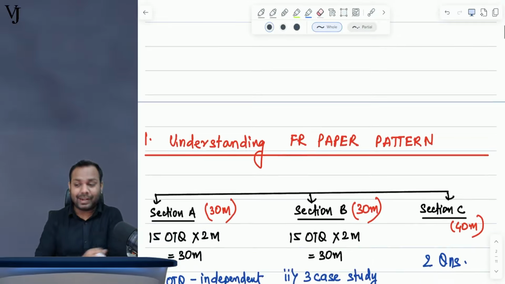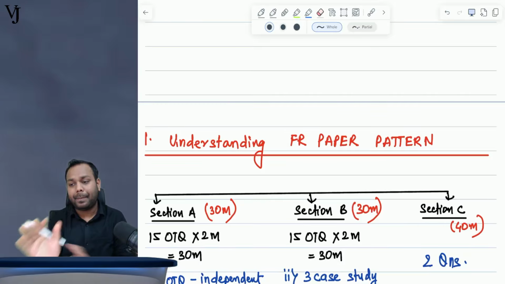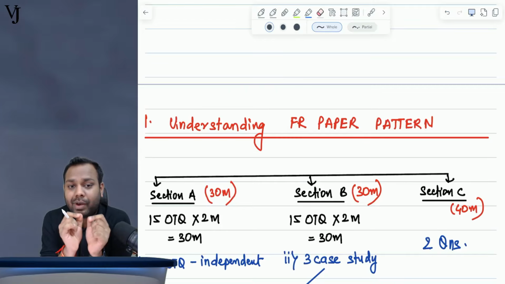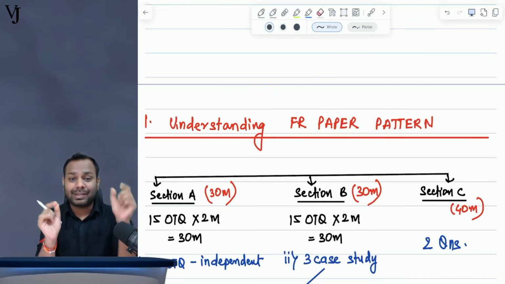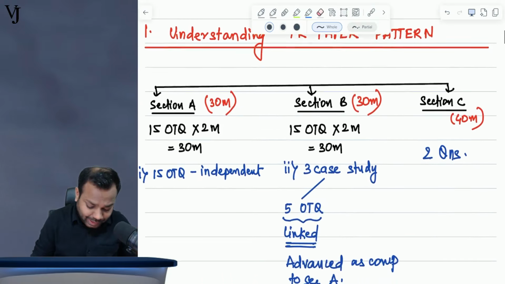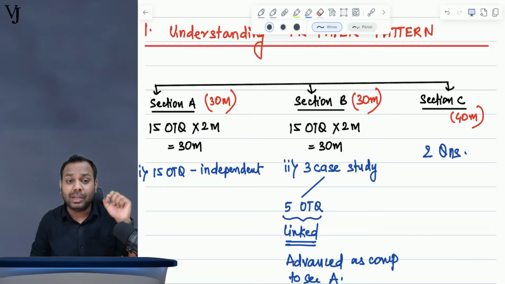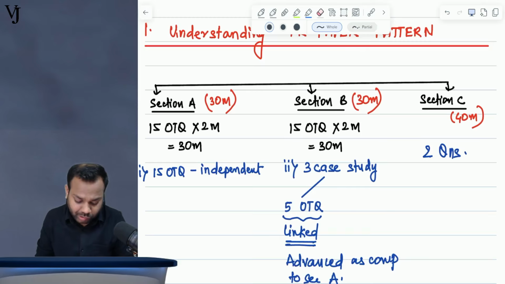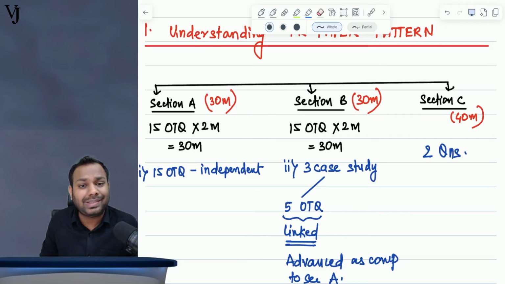So the first part is understanding the FR paper pattern. The FR paper is divided into 3 parts: section A, section B and section C. Section A is of 30 marks, wherein you will get 15 objective type questions, and each of these questions will be of 2 marks each. So how much does it become? 15 into 2 is 30 marks.